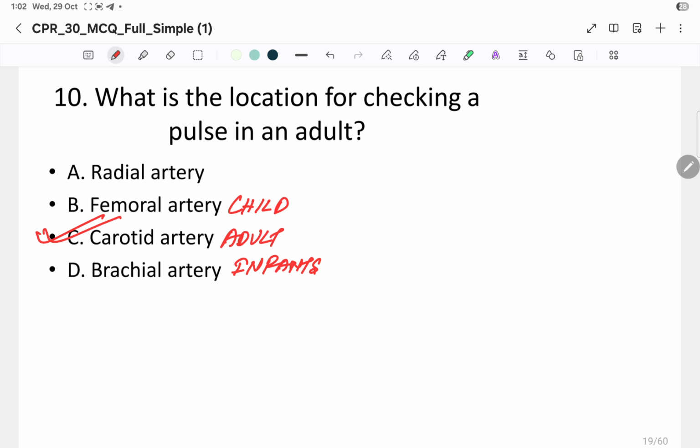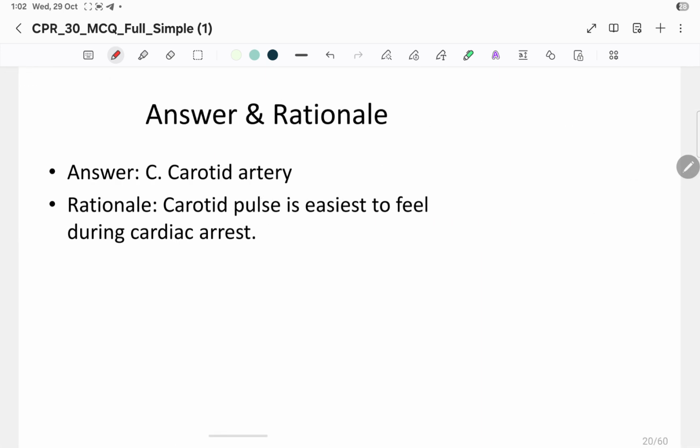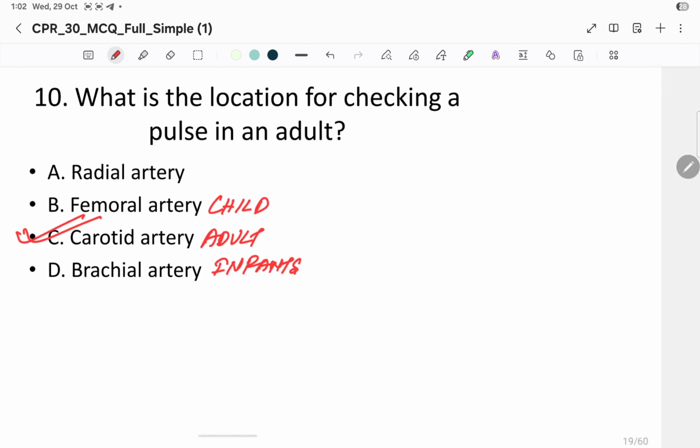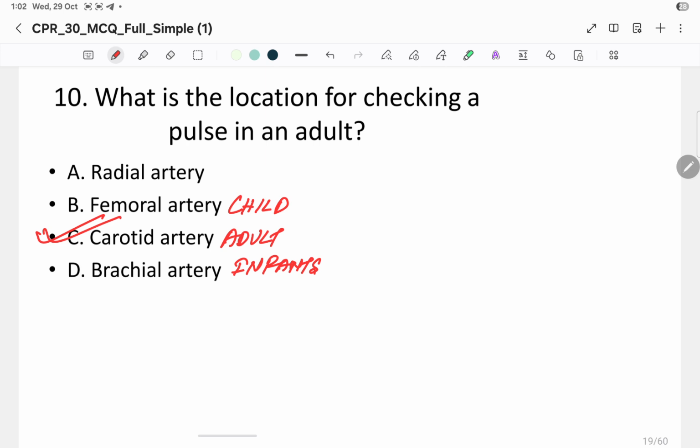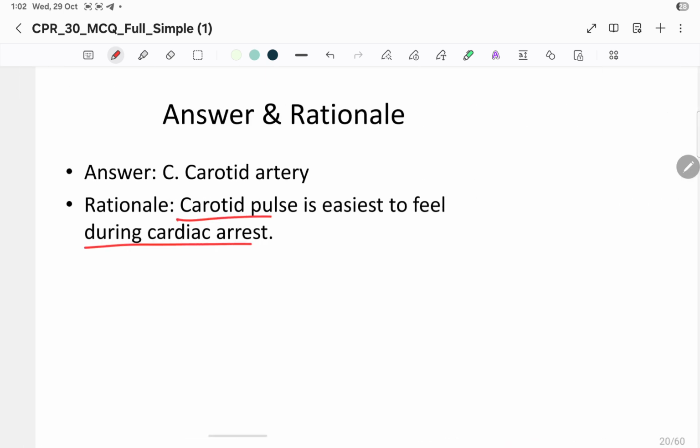Infants. Because the carotid artery is easiest to feel during cardiac arrest in adults. And in children, the femoral pulse, and in infants, the brachial or femoral pulse.